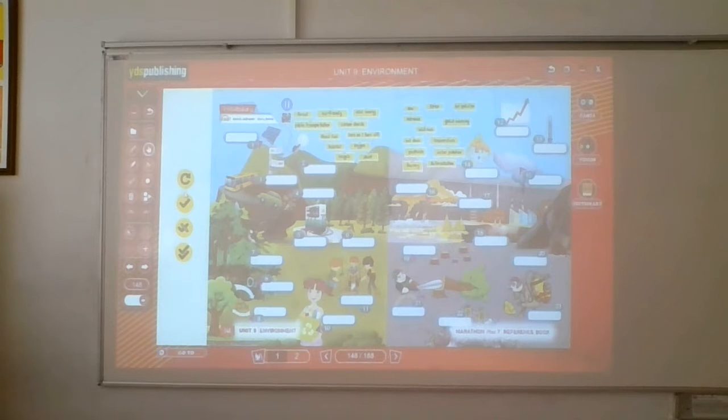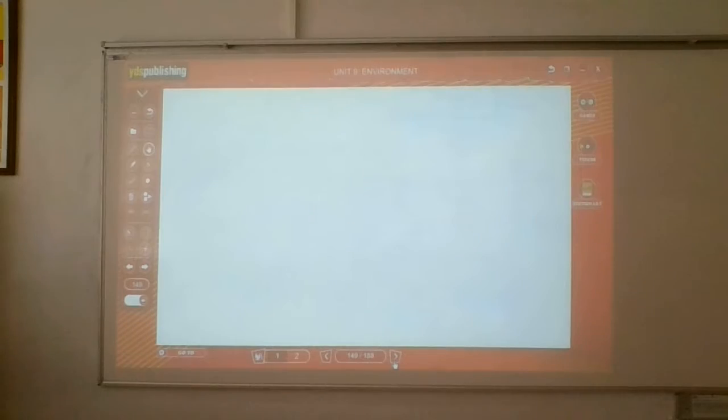Let's match now. The first one, solar energy. Increase. Factory. Guys, please let's try as much as we can to memorize these words. They are very important. The next page.